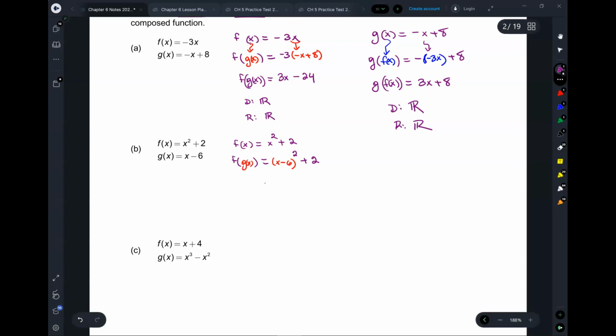All right, let's multiply this out. X squared minus 12x plus 36 from the previous chapters plus 2. So f of g of x is x squared minus 12x plus 38.